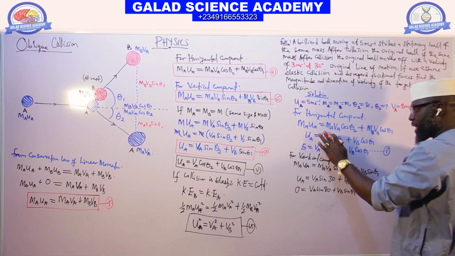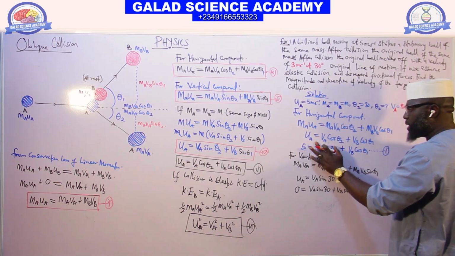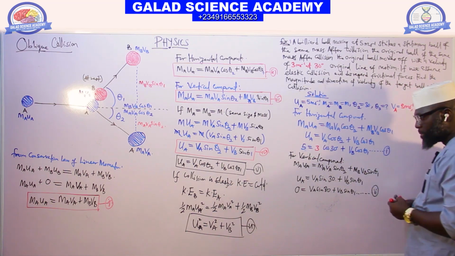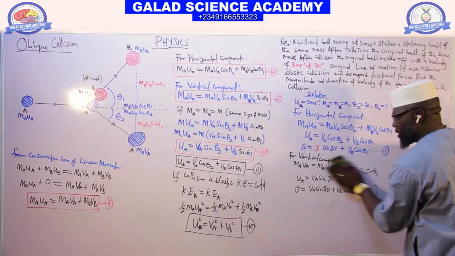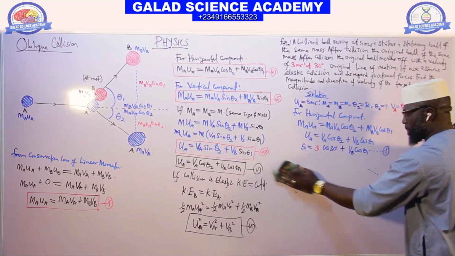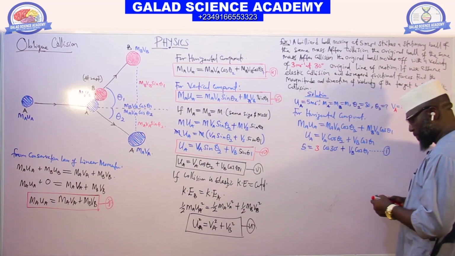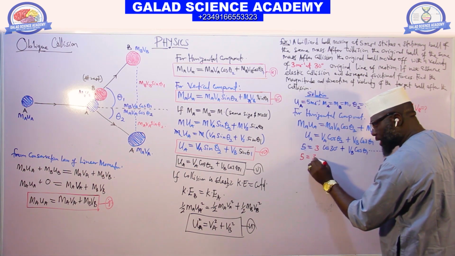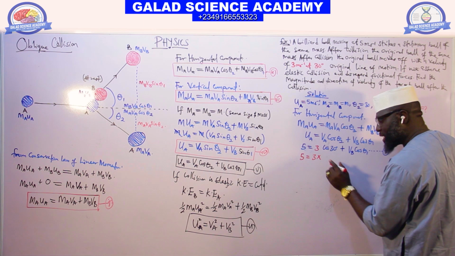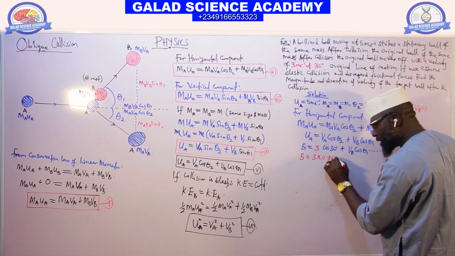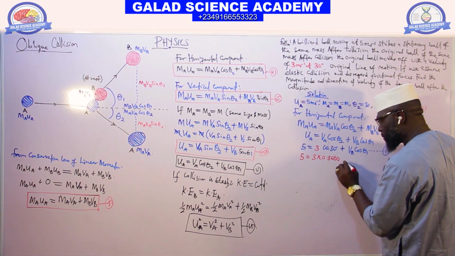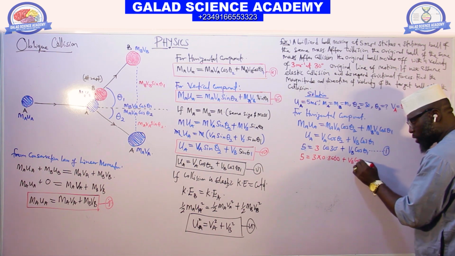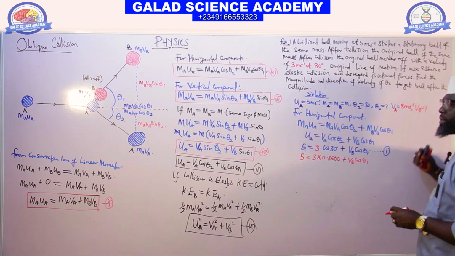So the VA here should be 3. Let me rub this, my vertical here. So if this VA is 3, we will now have 5 equal to 3 multiplied by cos 30, which is 0.8660, plus VB cos theta.